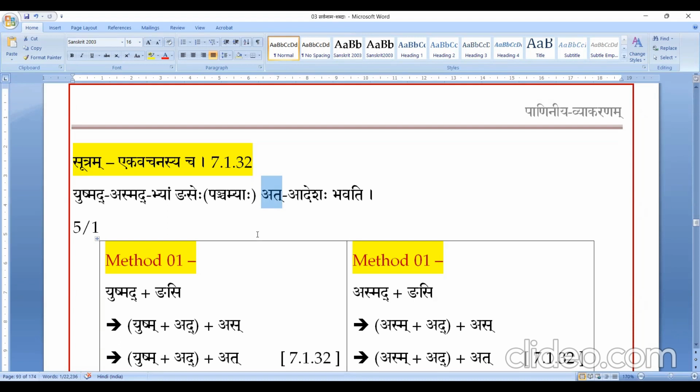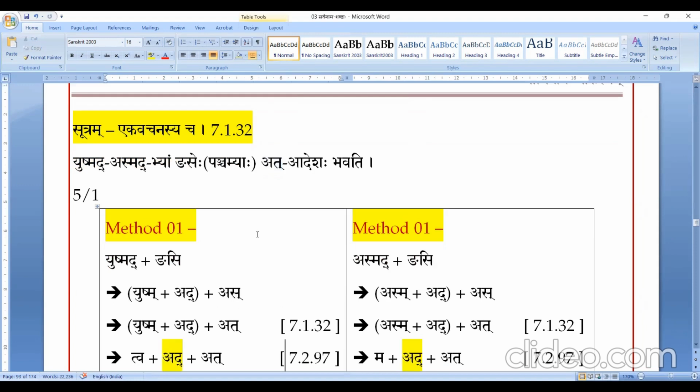Therefore, Adesha Ajadi Vibhakti Pratyaya Pare, what will happen? Here we can apply Shesha Lopaha, simple. Because there is no Akara Adesha or Yakara Adesha. You see, Yushmad plus Nasi. By the Sutra, Nas is replaced by At. So Yushmad plus Ad plus At. Therefore, Ma Paryantasya Yushmad Stane. This is Ekavachana. Ekavachane Kim Bhavati?